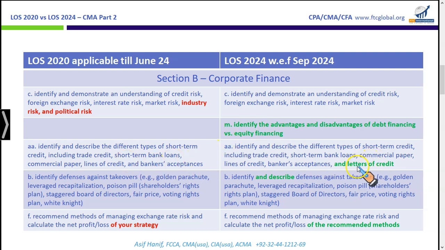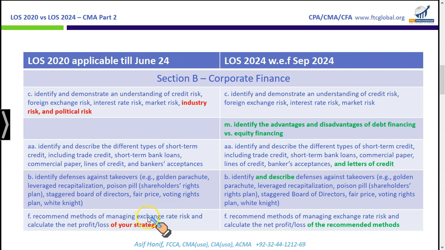What they have added is letters of credit here in this LOS. Identify and describe the different types of short-term credit, including trade credit, short-term bank loans, commercial paper, lines of credit, and banker's acceptance. Banker's acceptance involves letters of credit, so this was rightly required, but LCs are there. Letter of credit discussion was already there in the text. Then it says identify defenses against takeover. Identify and describe defenses. So this is the change. So more or less it's the same.